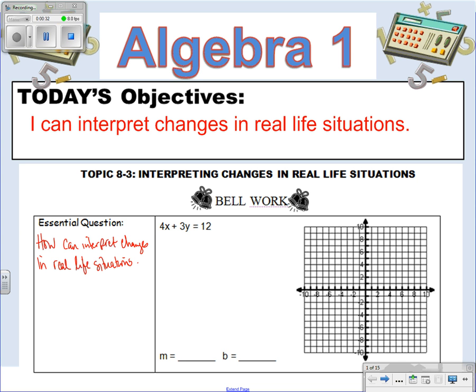We're going to begin with a Bell work problem. It's a review problem. We want to graph the equation x plus 3y equals 12. And so for us to graph it, we must get it into y equals mx plus b form so we can figure out what our m is and what our b is. That means we're going to take this equation and solve it for y.